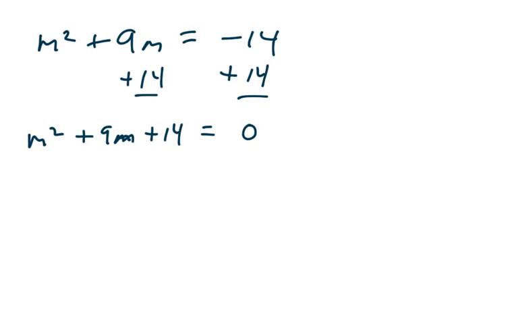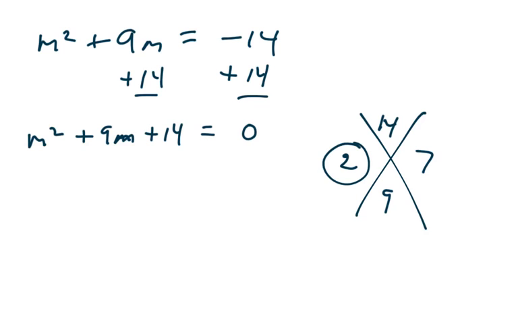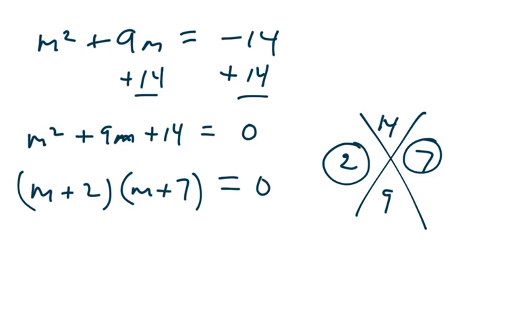Now that it's set up, guys, listen carefully. I could do the quadratic formula right now, but try to do factoring first. If I do an x, for example, I want a 14 and a 9, right? 2 times 7 is 14. 2 plus 7 is 9. So I have an m plus 2 times an m plus 7 equal to 0.